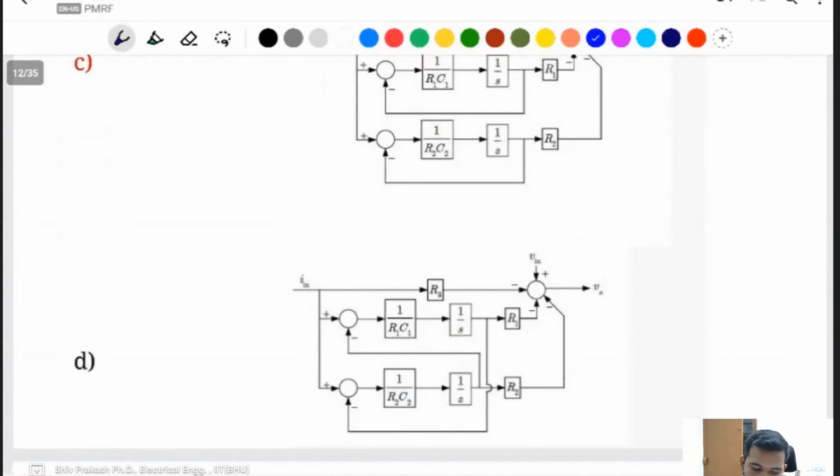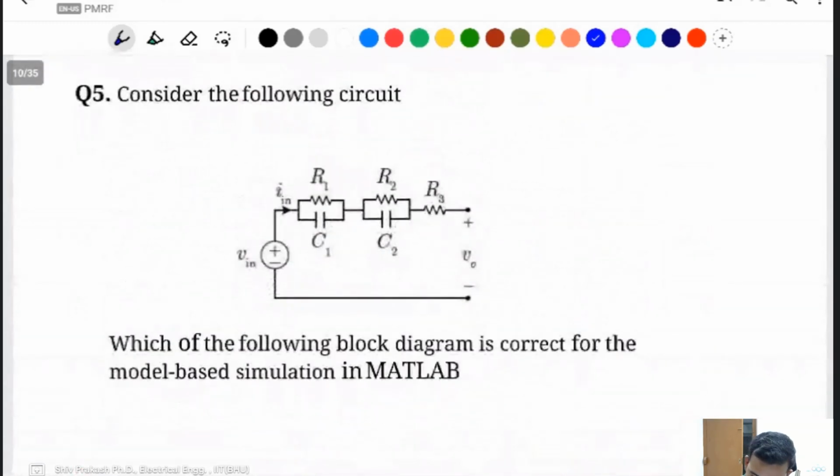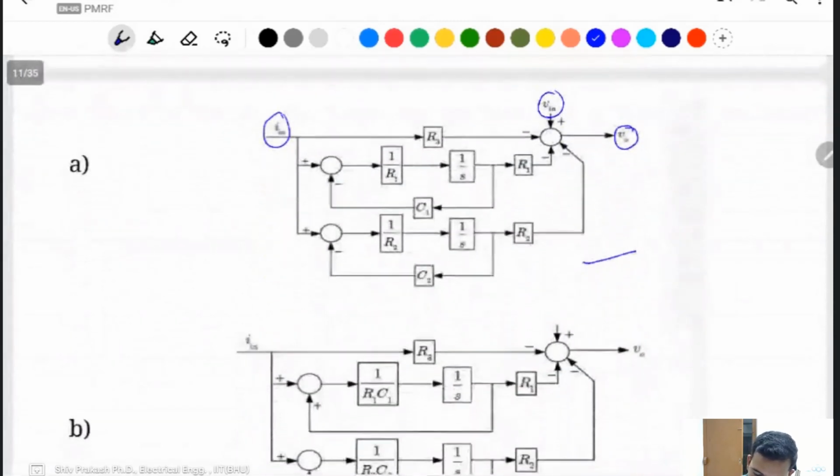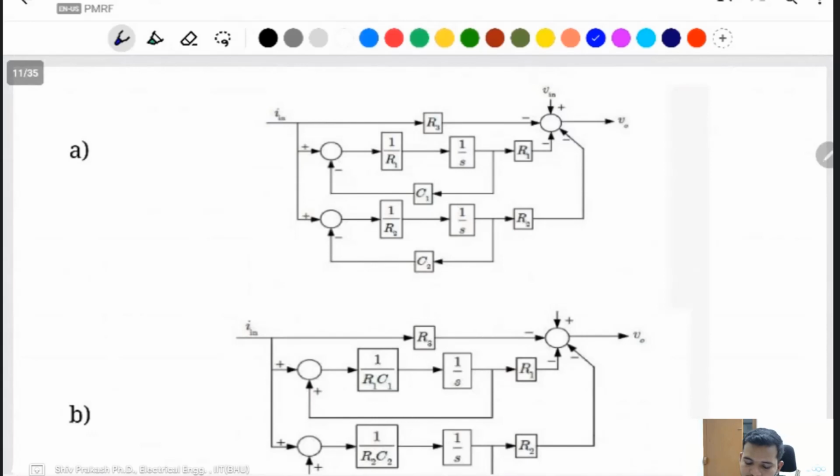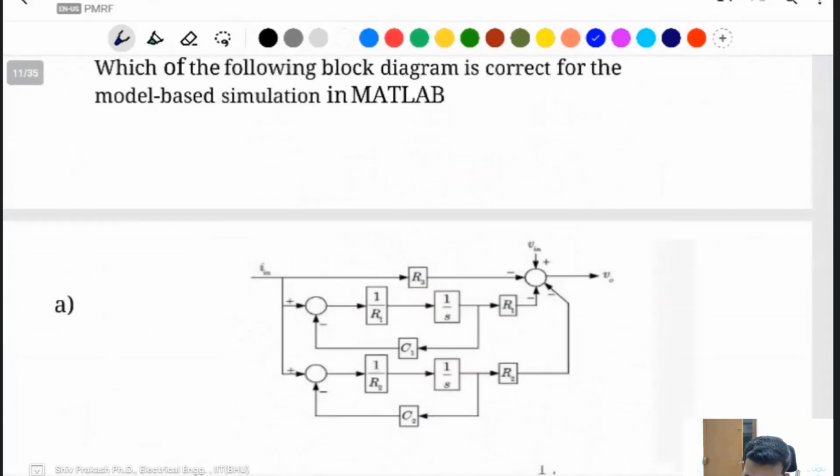It means we first of all find the value of V with respect to all the resistances and capacitors, like a voltage equation. In that condition you can find this block diagram, and you can simulate it in MATLAB directly from this circuit.